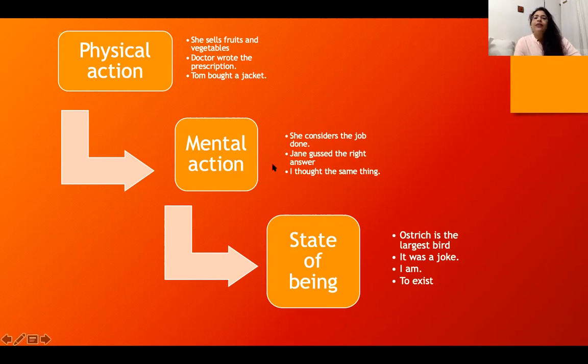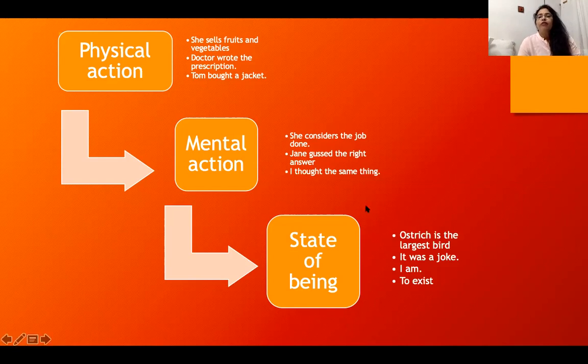Jane guessed the right answer. Guessing comes from your mental activity. It's not something to be seen physically. You are guessing, it's in your mind. Yeah, this is right, this one is wrong. It's a mental activity, but an action is being performed. I thought the same thing. I'm thinking, I'm involving my mind. I'm not involved physically.